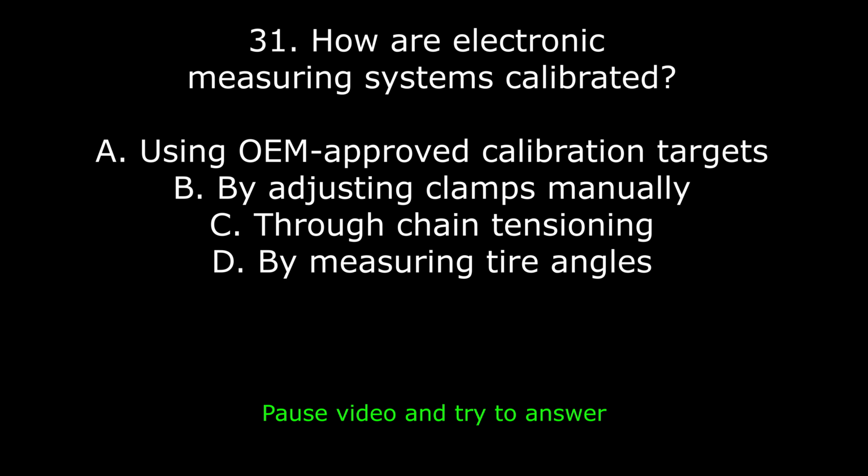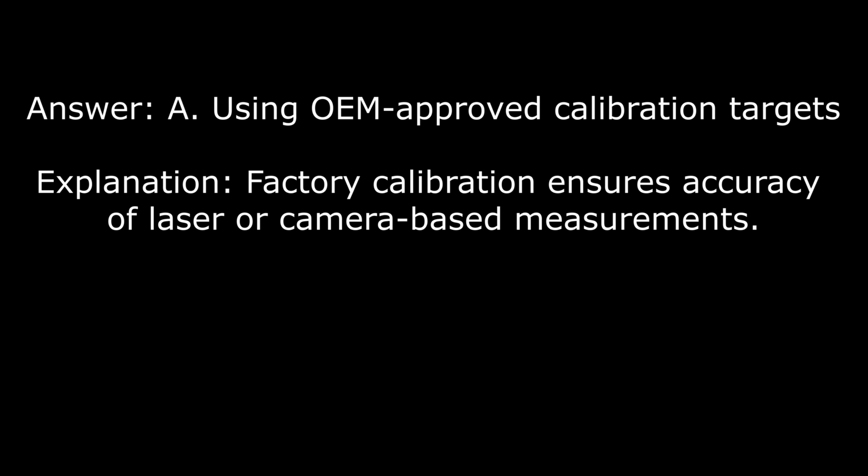31. How are electronic measuring systems calibrated? A. Using OEM-approved calibration targets. B. By adjusting clamps manually. C. Through chain tensioning. D. By measuring tire angles. Answer: A. Using OEM-approved calibration targets. Explanation: factory calibration ensures accuracy of laser or camera-based measurements.